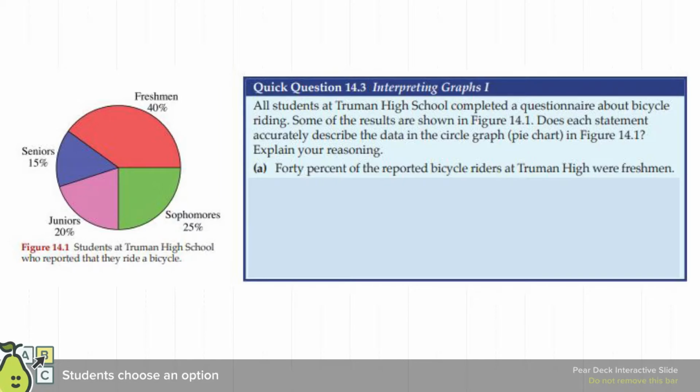So the first statement says 40% of the reported bicycle riders at Truman High were freshmen. And since this does represent the number of students that rode a bicycle, and it says that freshmen are 40%, then this would be a true statement.